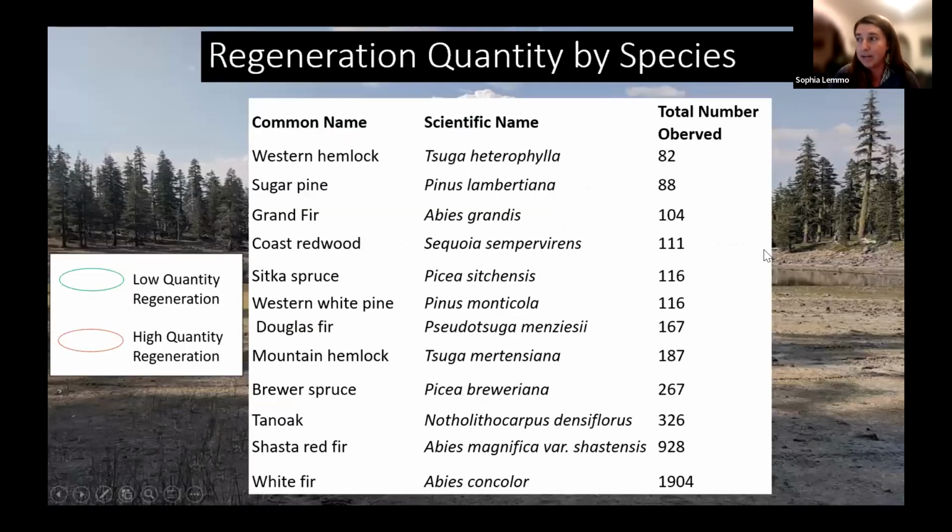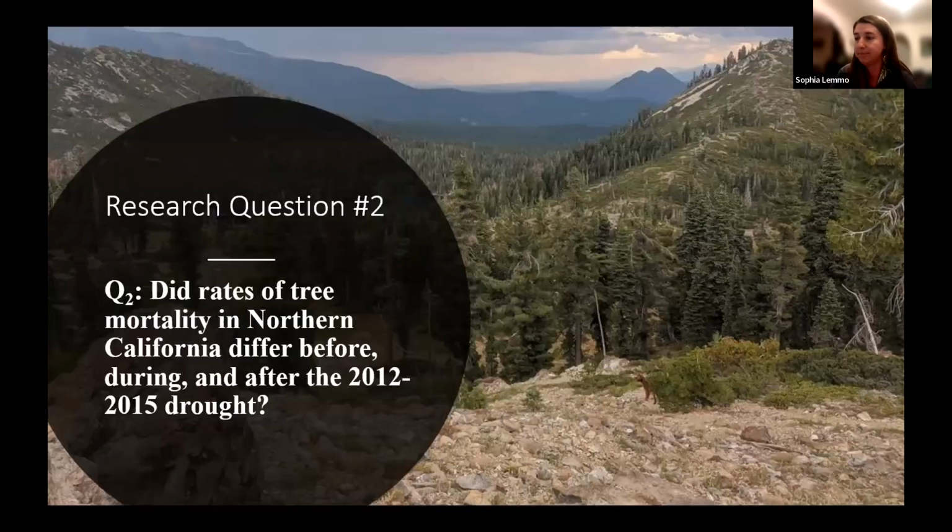And then looking at regeneration quantities by species, we saw the most regeneration in the fir species, Shasta red fir and white fir, and these are shade tolerant species, which means they regenerate competitively in a low light environment. And these stands were all fairly dense stands. There's a pretty significant drop off between the firs and other species observed, with western hemlock and sugar pine being the 2 least observed species. And if you recall, we saw the highest mortality in sugar pine and western white pine, and they're both sitting at the lower ends of the regeneration quantity observed.